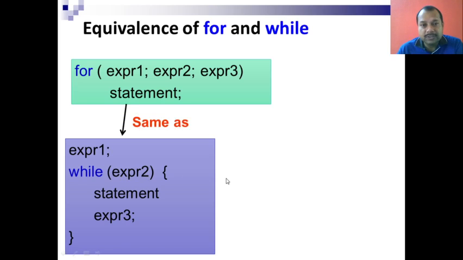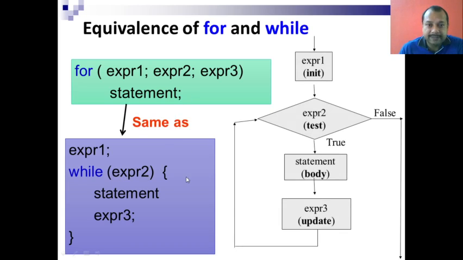Okay. In the flow chart, these two are the same. If I draw the flow chart, it will look like this. So expression 1 is initialization, expression 2 is testing, then the statement or body, then expression 3 is the update, then the control will go back to expression 2. As long as this expression 2 is true, it will keep looping here. When this expression 2 is evaluated as false, then it will come out from here. So you see that these two are equivalent and actually they are the same.